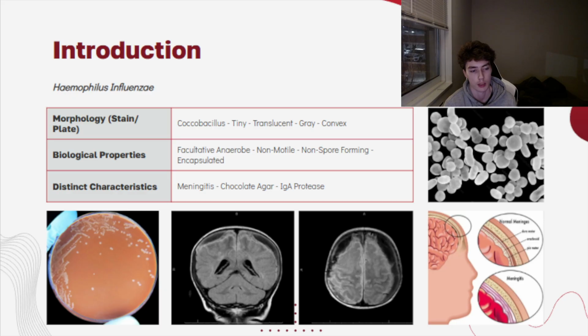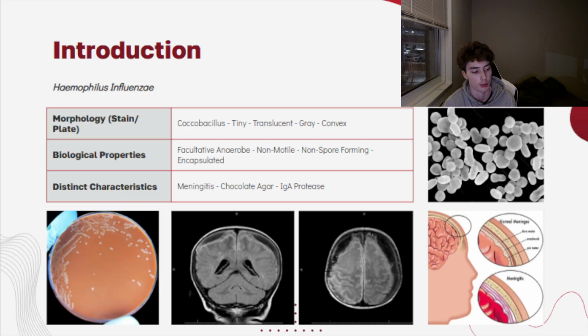The next thing that I want to talk about are the biological properties. Haemophilus influenzae is a facultative anaerobe, so it'll grow best in the presence of oxygen. But if oxygen is not present, it can resort to fermentation methods or anaerobic methods as well. It's also non-motile, meaning that it lacks flagella and other motile elements or structures that other bacteria may benefit from. But that does not mean that it is not transmittable or it is not highly contagious.